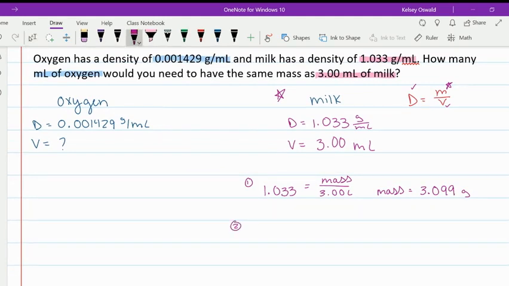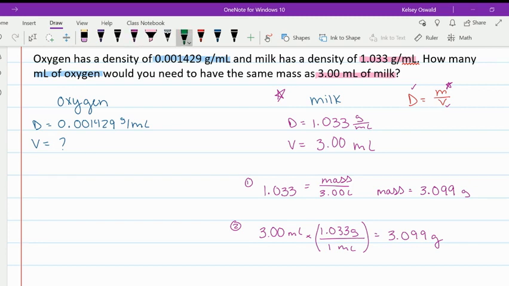Our second way we can do it is to use density as a conversion factor. We know we have 3 milliliters, and that for every 1 milliliter, we have 1.033 grams. That means we would do 3 times 1.033 for a total of 3.099 grams. So either way you want to solve it works. It's completely up to you. Okay, so now we know what mass of milk we have.